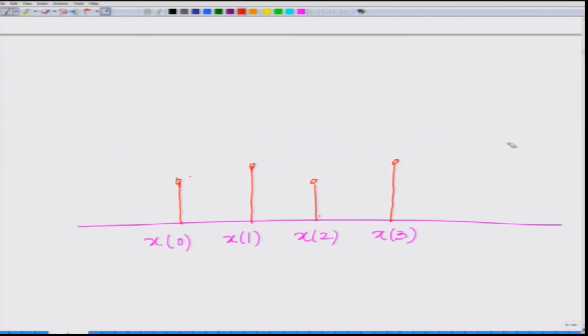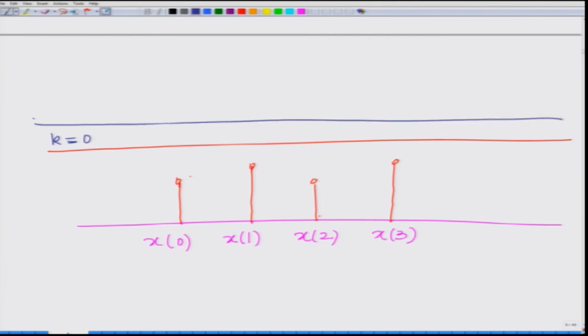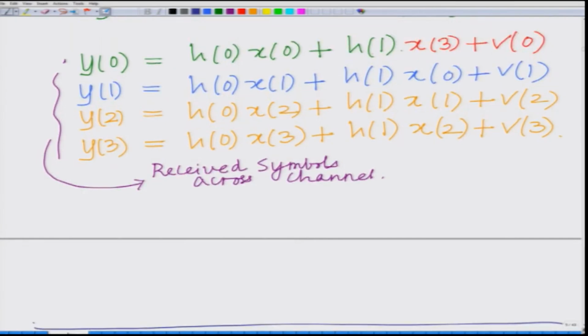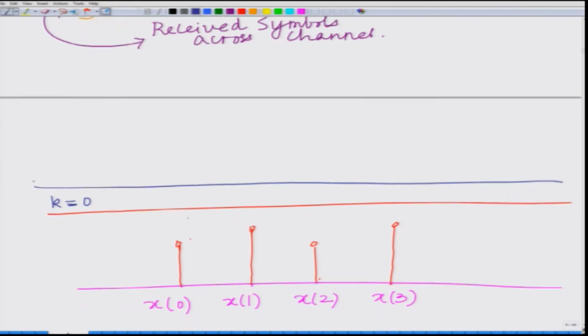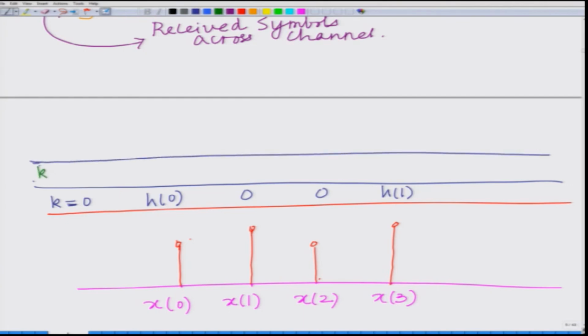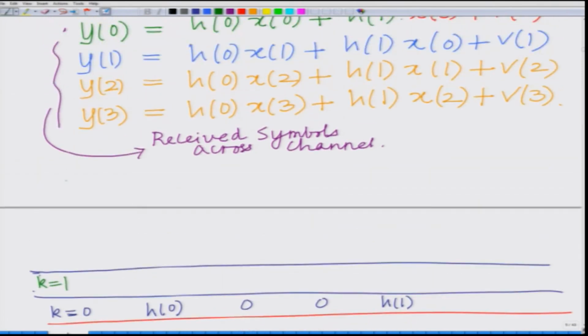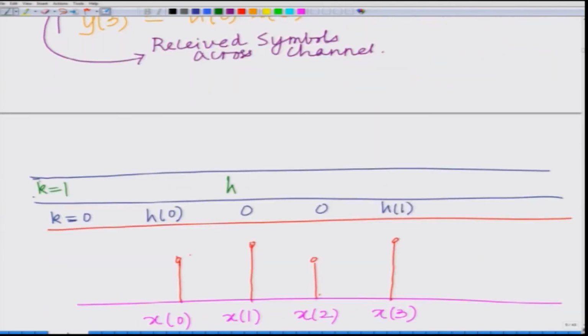Now look at this, at time k equal to 0, that is for yk, what do we have? If you look at the expression above, you have h0 times x0 plus h1 times x3. So I can write it as h0 times x0 plus h1 times x3 plus 0 times x1 plus 0 times x2. That is the effect of the channel on the symbols. Now let us look at time k equal to 1. I have h0 times x1 plus h1 times x0 plus 0 times x2 plus 0 times x3. I can also include x2, x3 by simply putting zeros, correct.